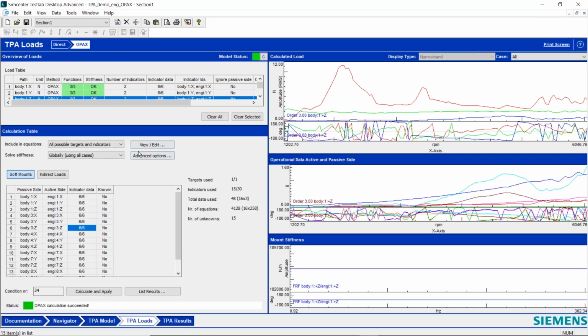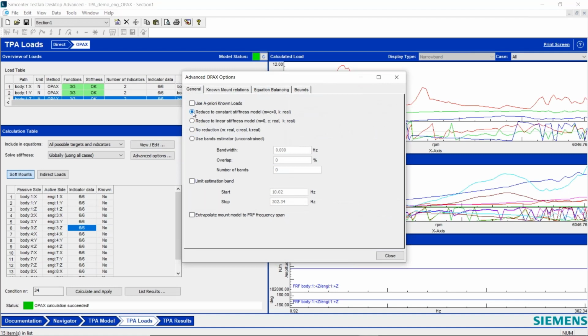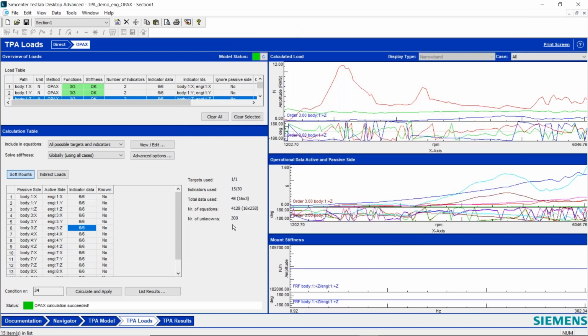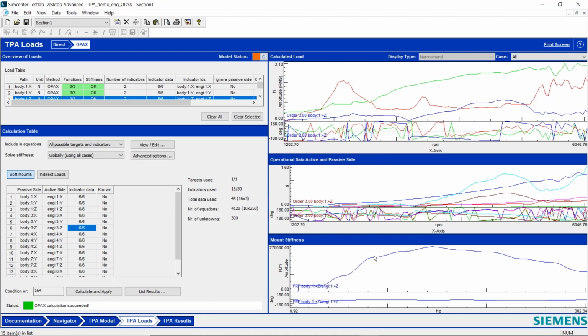So what I'm going to do now is, rather than a constant K across the whole frequency range or the whole speed range, I'm going to use a band estimator model. And maybe I can assume K is constant across 30 Hertz. So now my unknowns is 300. And I have 4128 equations to get those 300. Calculate and apply. So now I can see the stiffness curve is changing every 30 Hertz. Condition number is 164, so it's still a little high.